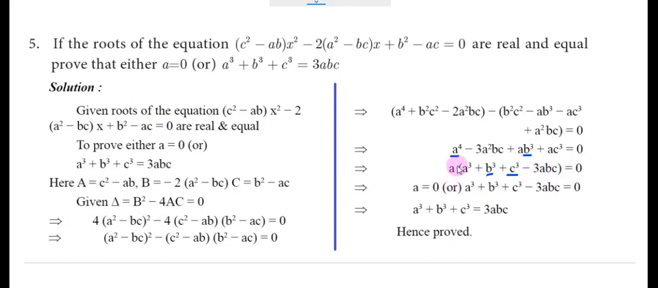So a into a cube plus b cube plus c cube minus 3abc equal to 0. So a equal to 0 or a cube plus b cube plus c cube minus 3abc equal to 0. Move this 3abc to the right side. So a cube plus b cube plus c cube equal to 3abc. So hence proved. Understood?